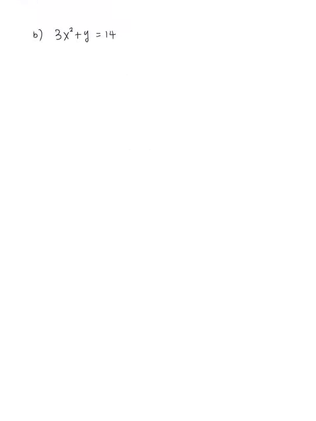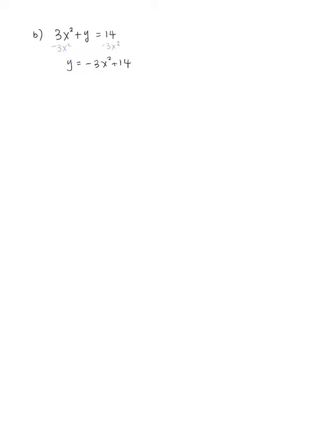Okay, let's do another example. So part B, we're given 3x squared plus y equals 14. Now, the easiest way to determine whether a given equation is a function or not is to solve for y. Okay, so how do we solve for y? We subtract 3x squared from both sides, right? So then our y is -3x squared plus 14, or the same thing as 14 minus 3x squared.